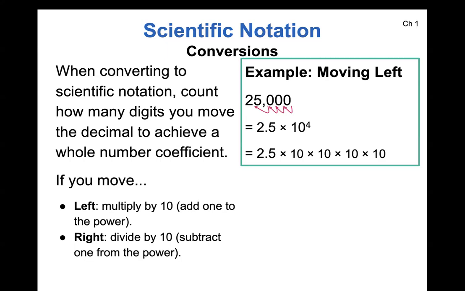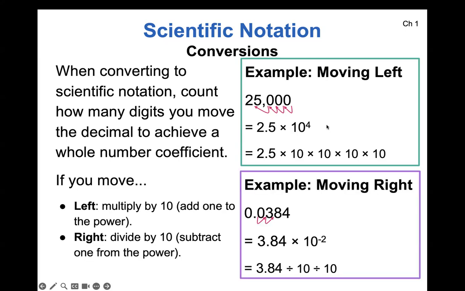All right, so 25,000 expressed without scientific notation can get converted to 2.5. Notice the coefficient is between 1 and 10, coefficient being 2.5, times 10 to the 4. Okay? So there we have a positive power because of the direction we move the decimal place. When we move it to the right for a small value like 0.0384, we end up with the scientific notation expression of 3.84 times 10 to the negative 2 because we divided. All right? So negative exponents or negative powers of 10 represent division. Positive powers of 10 represent multiplication.